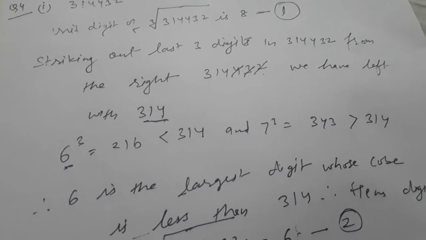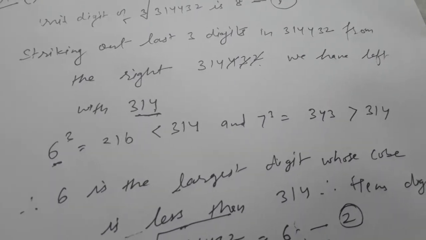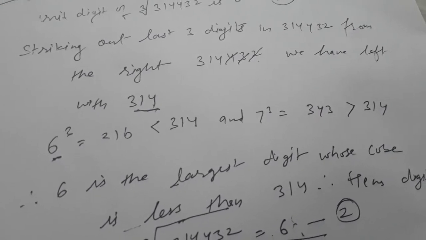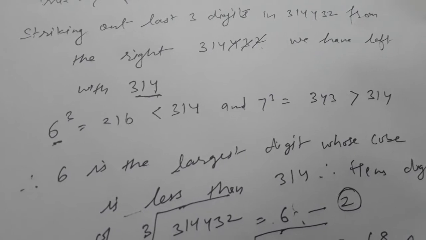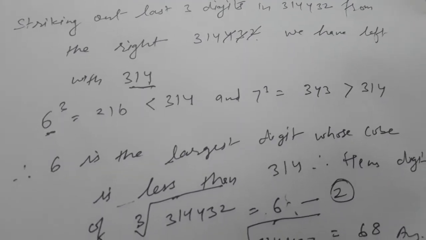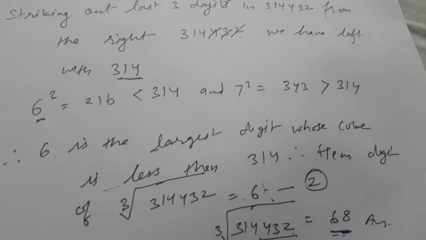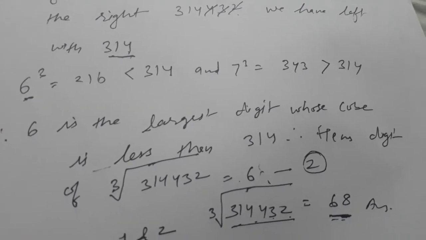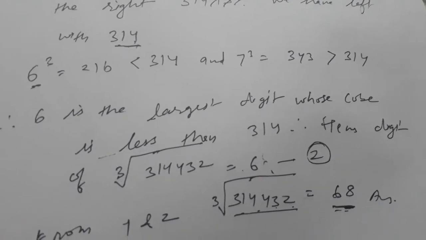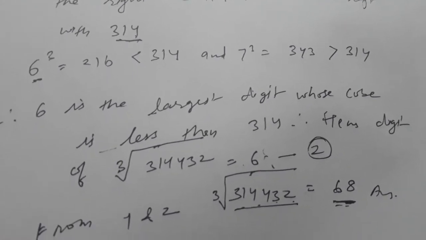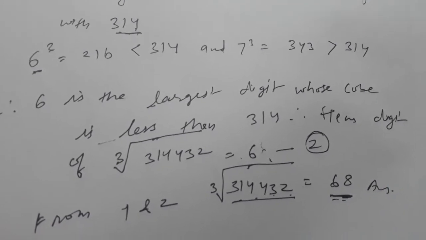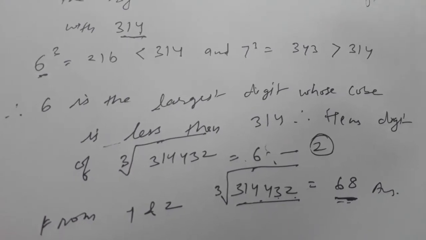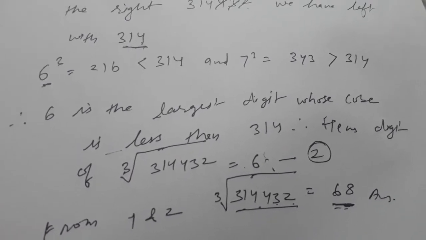Now we analyze 314 as it lies between the cube of 6 and the cube of 7, and the cube of 7 is of course greater than the number, so we will take the cube of 6, or we can say we will take 6 as the largest number. So the cube root of the number 3,14,432 will have 6 at its tens digit, and 8 at its unit digit, which we solved earlier. So from 1 and 2, the cube root of 3,14,432 would be 68. Hope the question is quite clear.